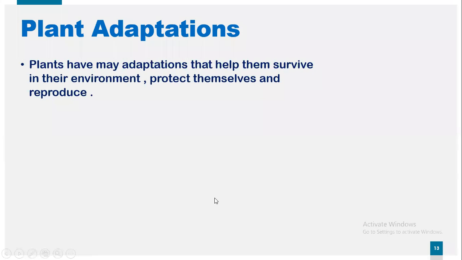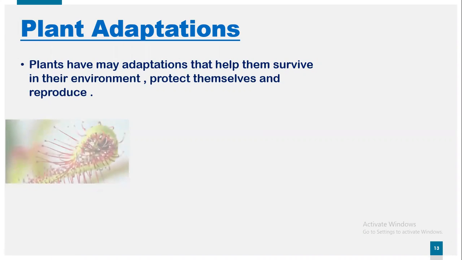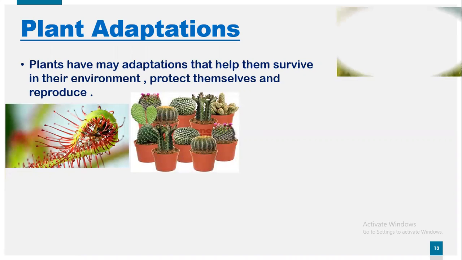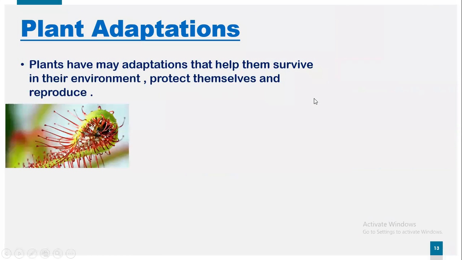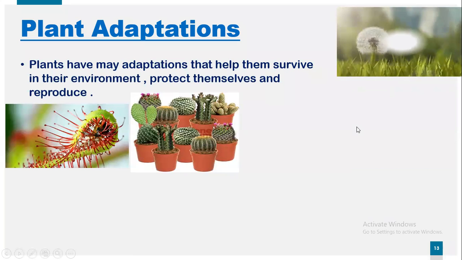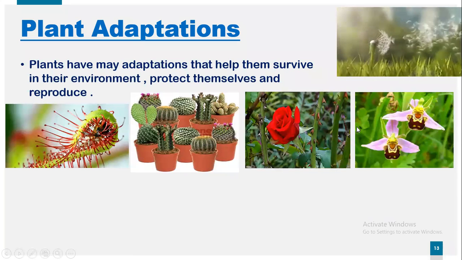And right now we will talk about plant adaptations. Plants have many adaptations that help them survive in their environment, protect themselves, and reproduce. For example, the first one we have here is a dandelion. Its seeds can fly away, which helps it reproduce better and grow in different places. Its seeds can go to different places where it can find enough space, nutrients, water, and sunlight too.